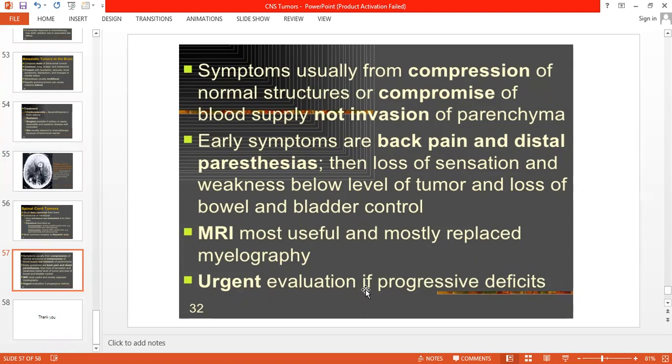MRI is most useful and has mostly replaced myelogram. Urgent evaluation is needed in progressive deficit. In the spinal tumors, frequently neurofibroma and meningioma, they are benign, but their effects are very dangerous. They will end up in paraplegia or urinary or fecal incontinence.